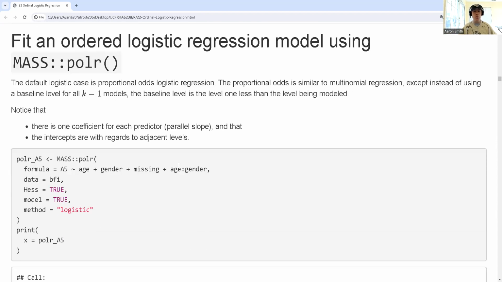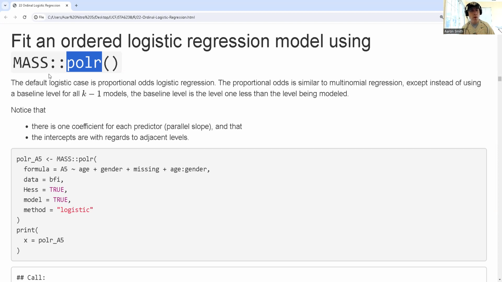All right, so let's go through and actually use parallel slopes. For my exposure to R, the polr function within the MASS package is the most common one. I personally don't use it very often. I don't think I've ever used that at all.